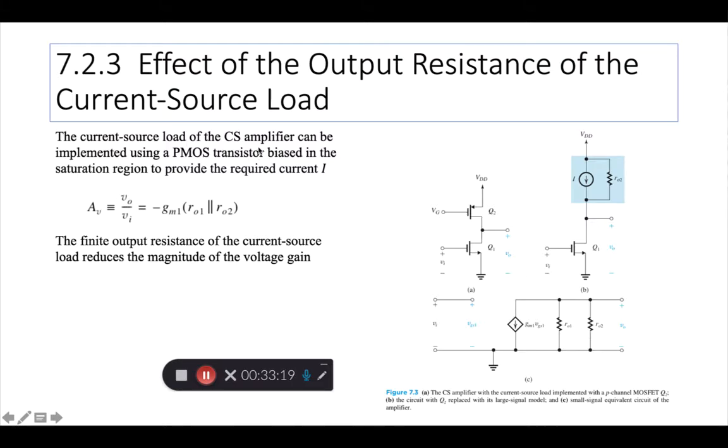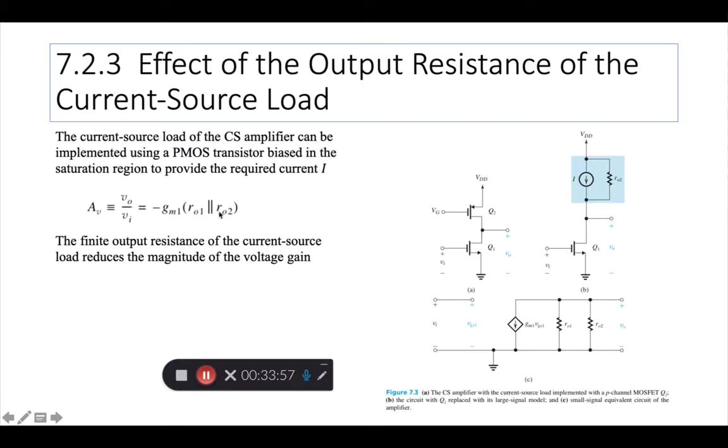The current source of the CS amplifier can be implemented using a PMOS transistor biased in the saturation region to provide the required current I. Now the overall voltage gain Vo/Vi, in this case, is GM1 of this transistor. We don't care about the GM of this transistor, the transconductance. This is the amplifying transistor, the NMOS transistor. Its GM multiplied by RO1 in parallel with RO2, right? This combination.